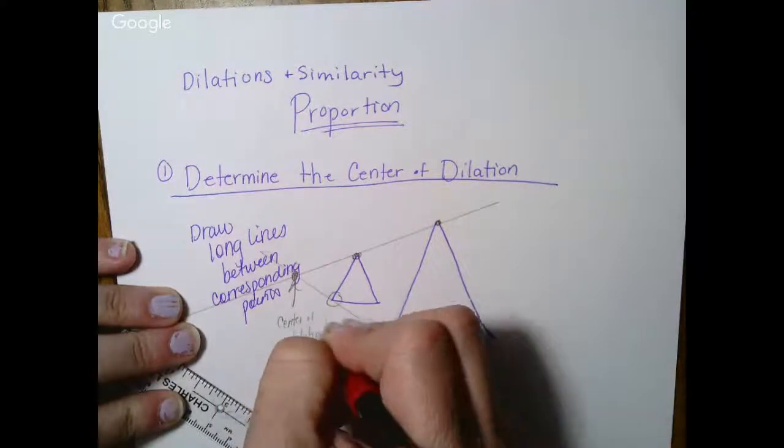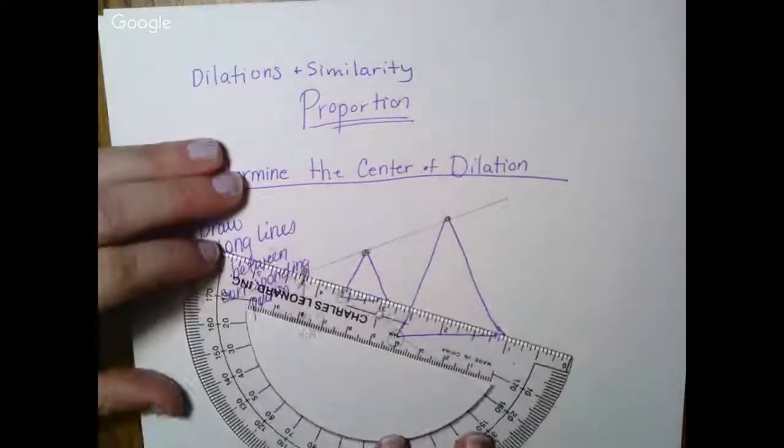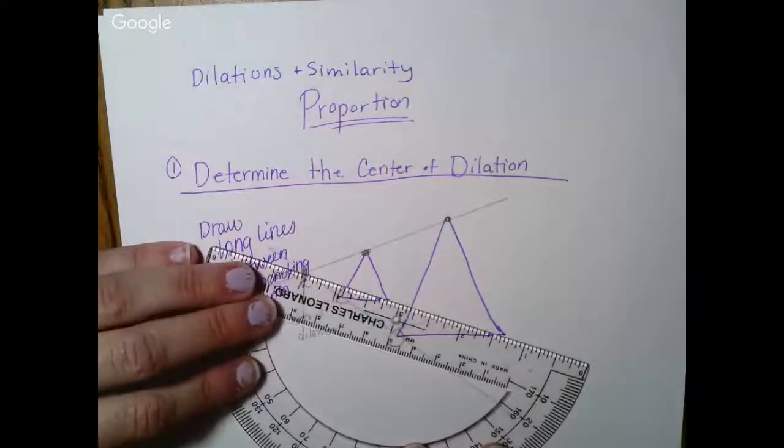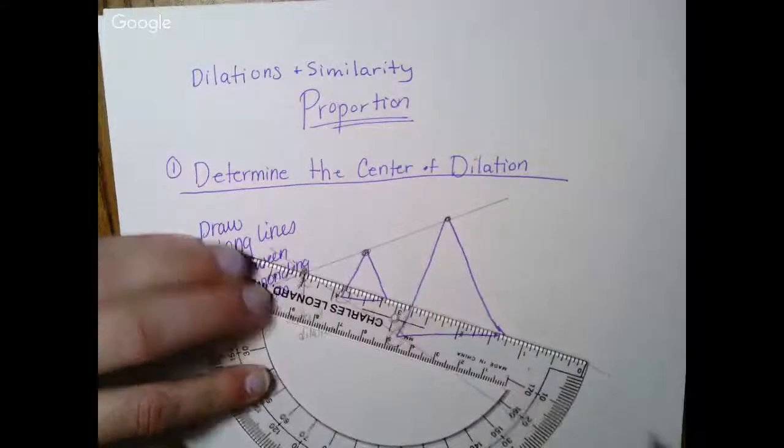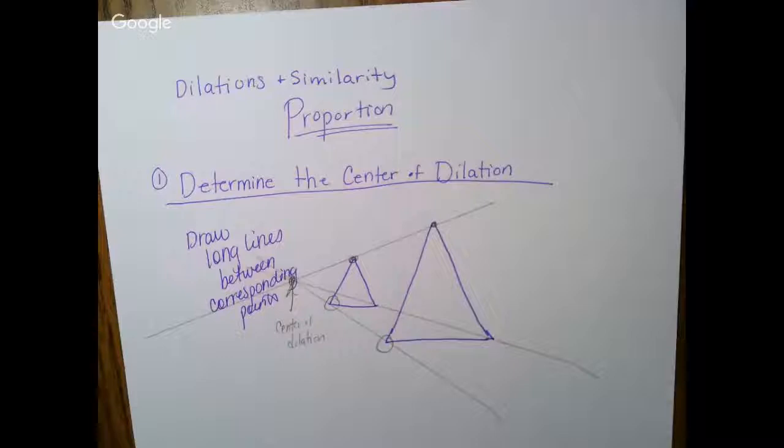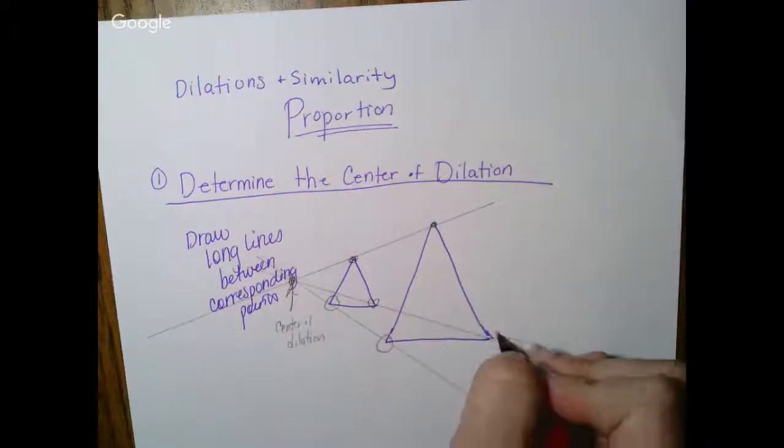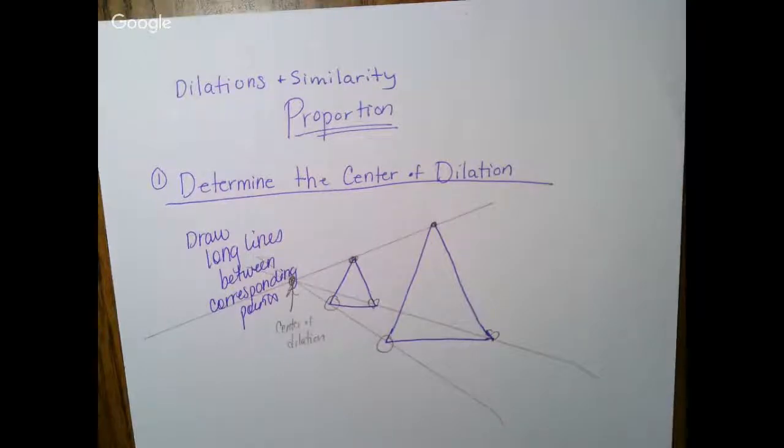Now, really, I should also do this one. See, that's not bad. All we're doing is connecting the corresponding points. And when you connect the corresponding points, they'll match at a certain point. And that given point is our center of dilation. And if you remember from yesterday, center of dilation is what we used for our money point.